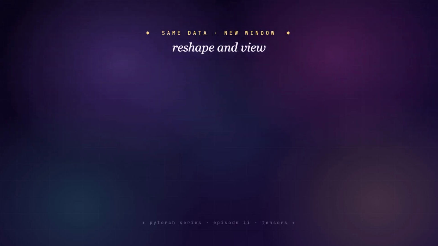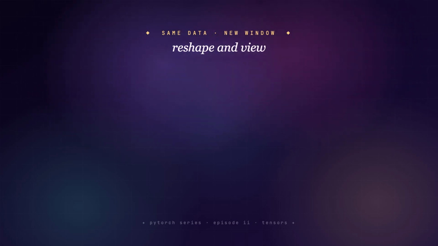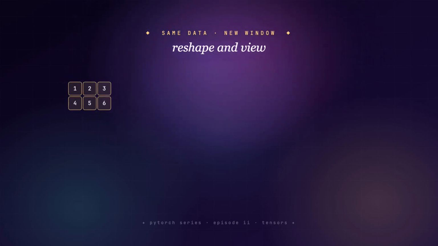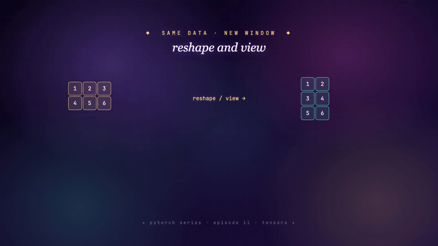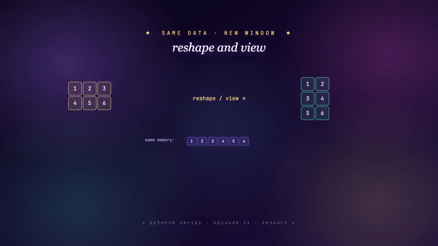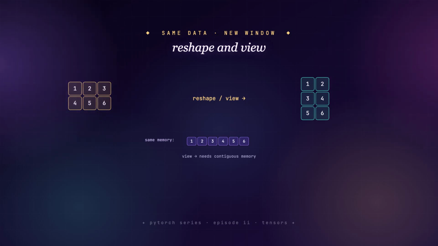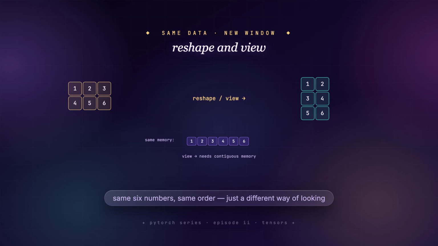Now, reshaping. You've got 6 numbers in a 2 by 3 grid, and you want them in a 3 by 2 grid instead. Two tools do this, reshape and view. Same 6 numbers, same order, just a different window onto them. The difference? View is the fast one. It doesn't copy anything, it just reinterprets the memory that's already there. But view is picky. It only works when the tensor's memory is contiguous, laid out in one clean, unbroken block. Reshape is the relaxed one. It'll give you a view if it can, and quietly copy if it has to. My rule: reach for reshape, unless you have a reason not to.